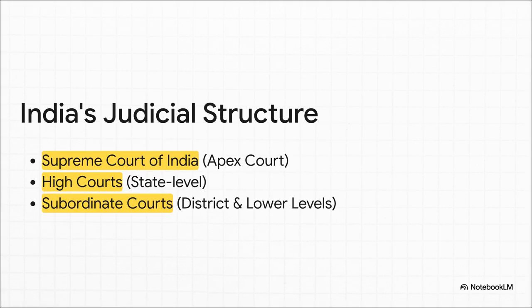So how is this guardian structured? It's basically a pyramid. At the very top, the absolute apex, you have the Supreme Court of India. One level down, you have the high courts in each state. And at the base of the pyramid, you have all the subordinate courts at the district level and below. It's one single integrated system from top to bottom.